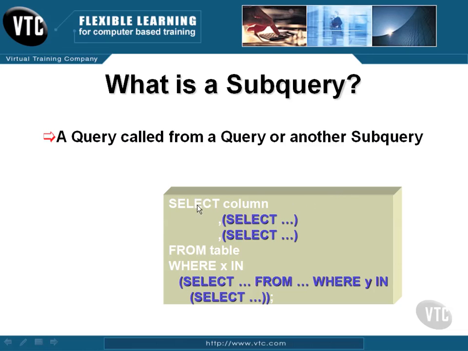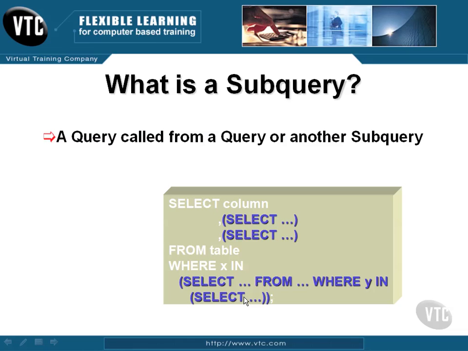As you can see here, we have select, a column, and then a subquery and another subquery from table where something is in a subquery that is in a subquery. You can go down multiple layers, and essentially a subquery is actually an expression. In other words, it returns a single result.